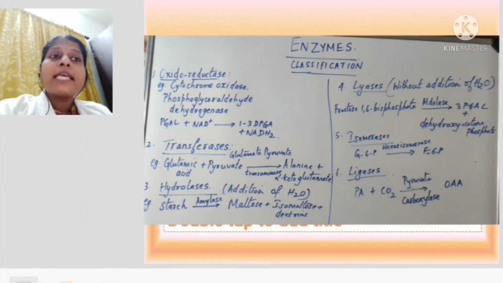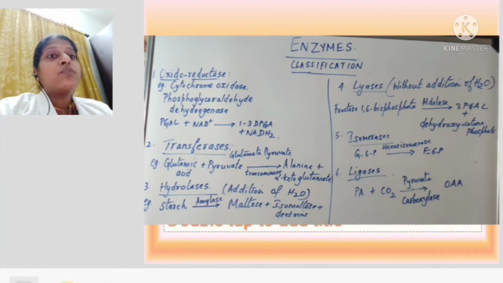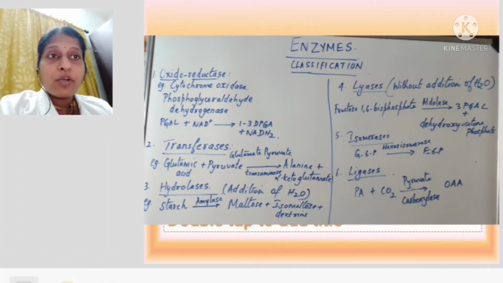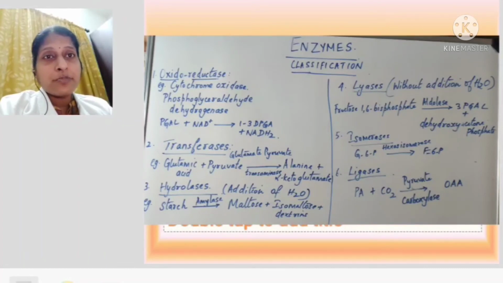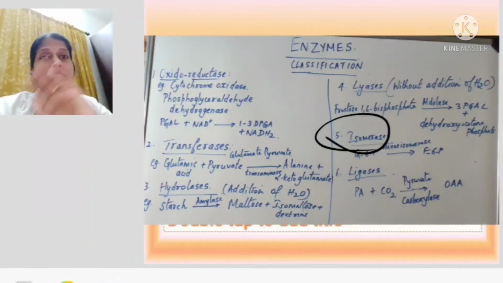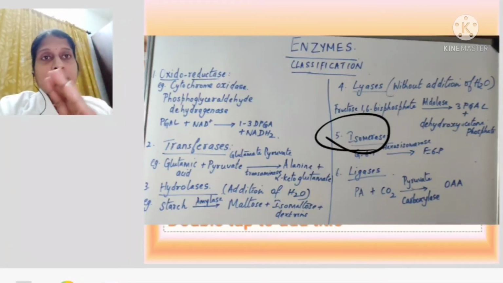We call it hexose isomerase. Otherwise, we can also call it what? Glucose-fructose isomerase can also be called hexose isomerase. Hexose, 6 carbon is present. That's why we can also call it hexose isomerase. So isomerase helps in what? Isomerization means just a conversion of the structure, but the function remains the same.